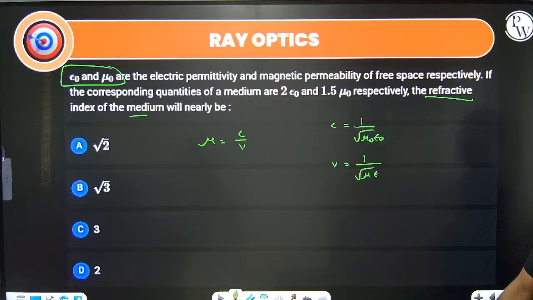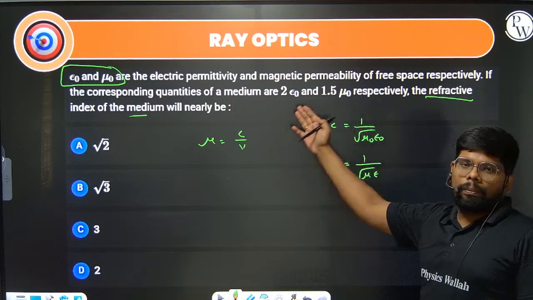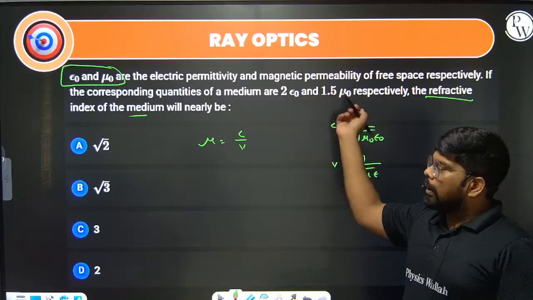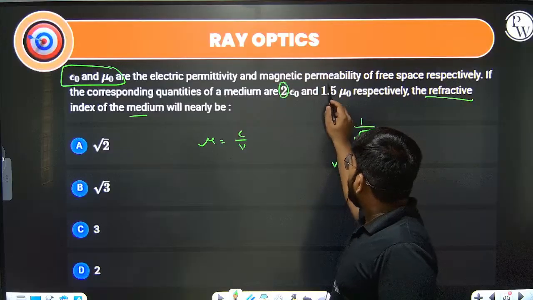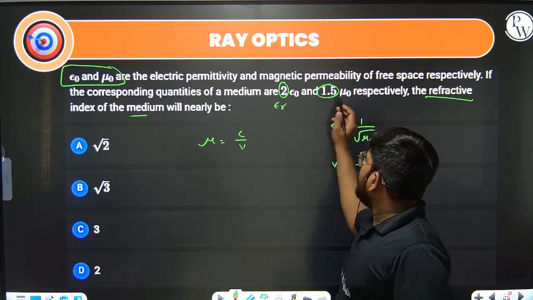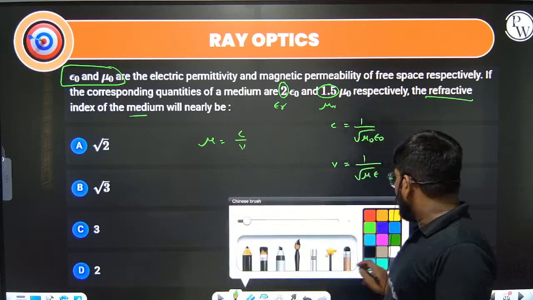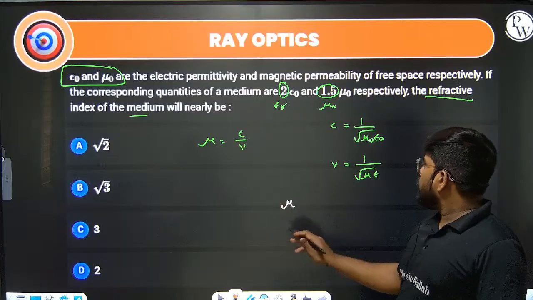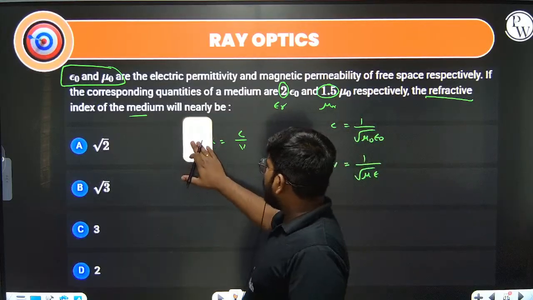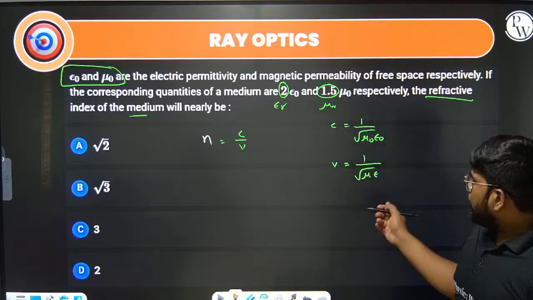So now they are asking to find it, and we have relative permittivity and permeability given. You can see that 2 and 1.5 represent epsilon r and mu r. So let us substitute in the formula and look. Let us divide them both first. Let us call the refractive index by another symbol, n, because mu and epsilon are occupied.